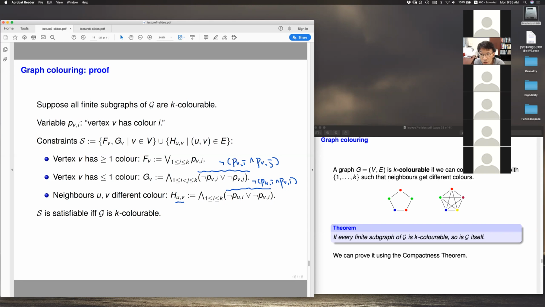K is given. So in the statement, K is fixed. So if G is K-colorable, from this coloring you can construct a satisfying assignment. Now, this is a part of the proof, and now I want you to complete the proof. I will give you 5 minutes to complete the proof using the compactness theorem in logic.